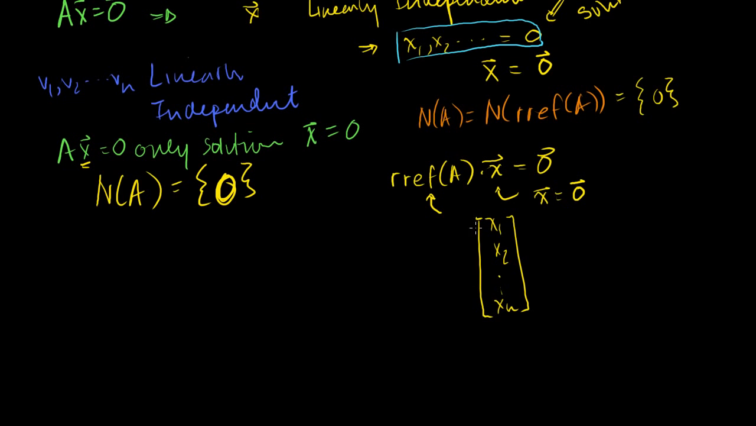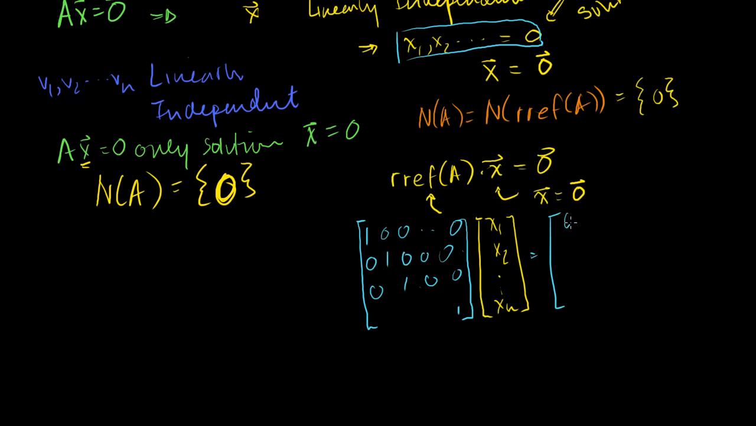The reduced row echelon form of A, in order for this to have a unique solution, and that unique solution being 0, is going to have to look like this: 1 times x1 plus 0 times all the other ones. So you're going to have n zeros. And then you're going to have 1 times x2 plus zeros times everything else. And those 1s are going to go all the way down the diagonal. So it's going to look like that, and then that is going to be equal to the 0 vector.